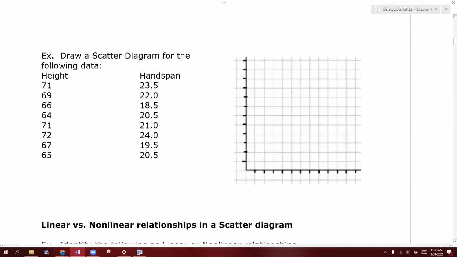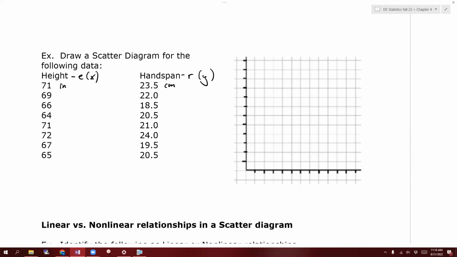So here we have a set of data. We're going to talk about height as our explanatory variable, or the x value, and handspan as our response variable, or our y. Now, they don't give units for this. I've looked into it a little bit. These heights are going to be in inches. So 71 inches tall, that's almost 6 feet. And handspan is in centimeters. Handspan is the distance between the tip of your thumb and the tip of your pinky, as far out as you can stretch them. And that's going to be your handspan.